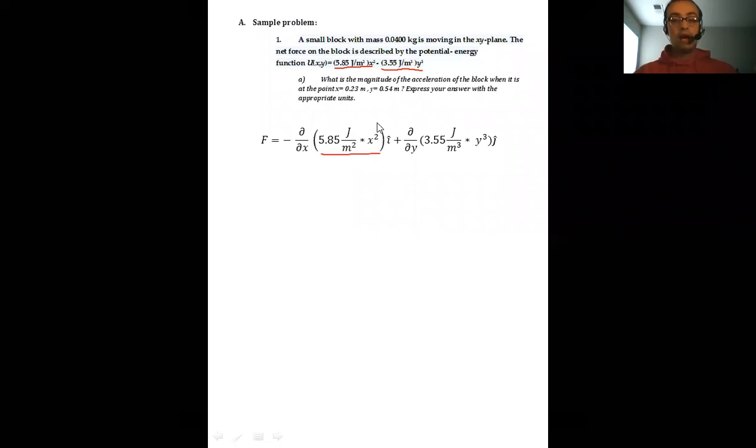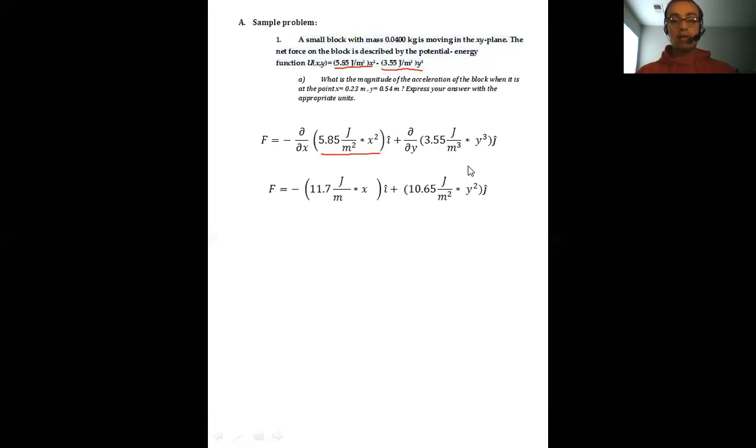We just have the force in x being a function of x and the force in y being a function of y. So we can treat this partial derivative just like an ordinary derivative, really, and we execute that derivative. So this 2 comes out in front here. We end up with 11.7 joules per meter. Again, we're getting rid of that m there. And then we have x here, as a result of taking that derivative. And plus 3 times 3.55, so 10.65 joules per meter squared times y squared, again as a result of taking this derivative.